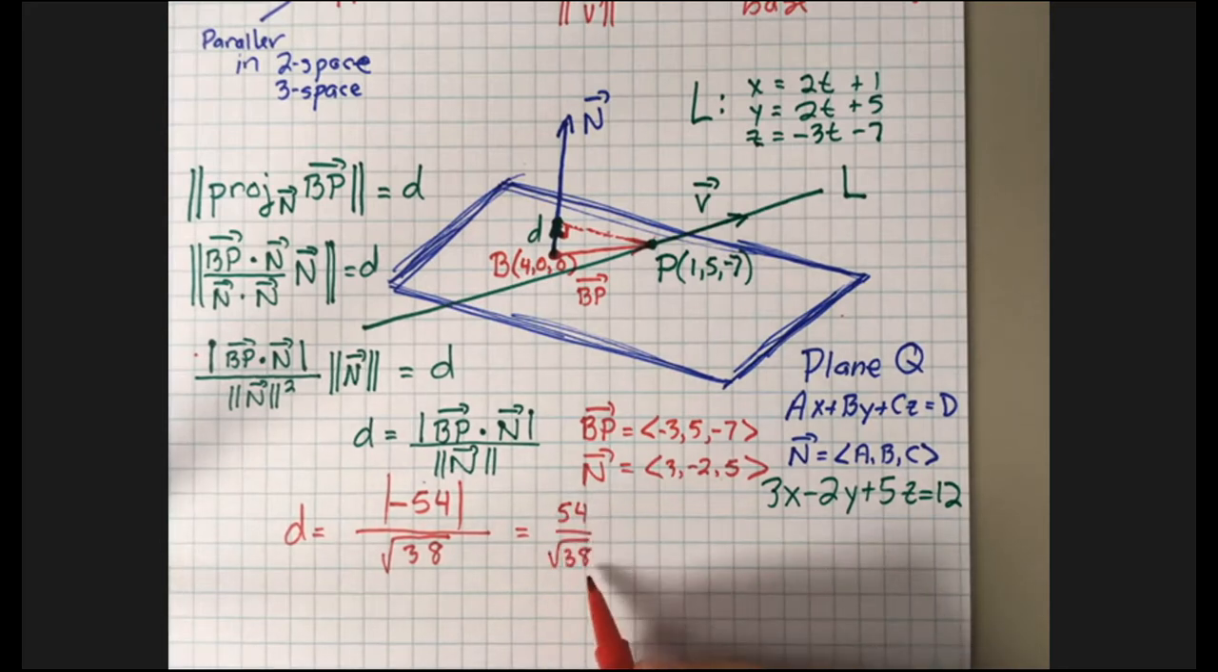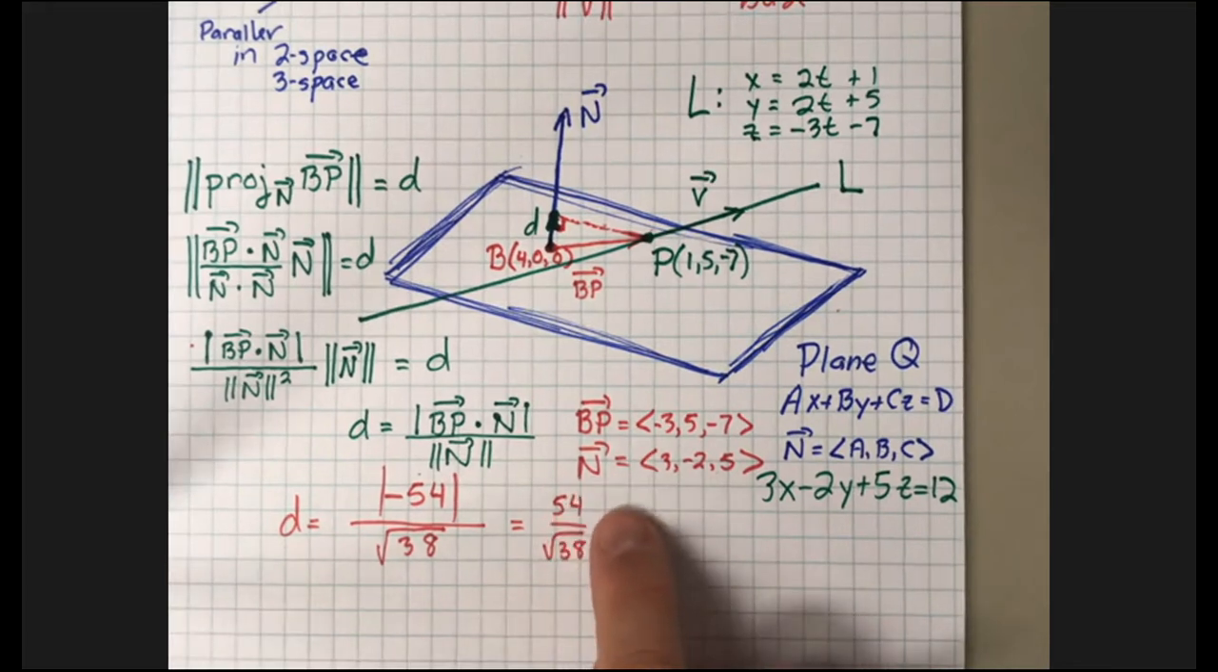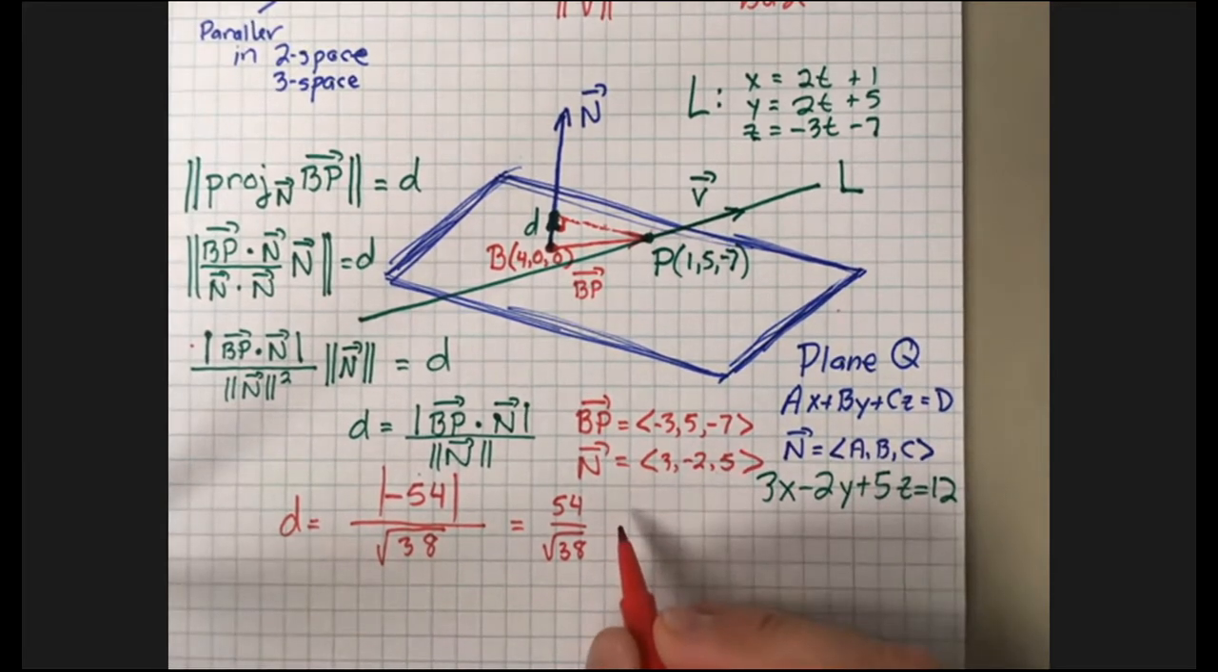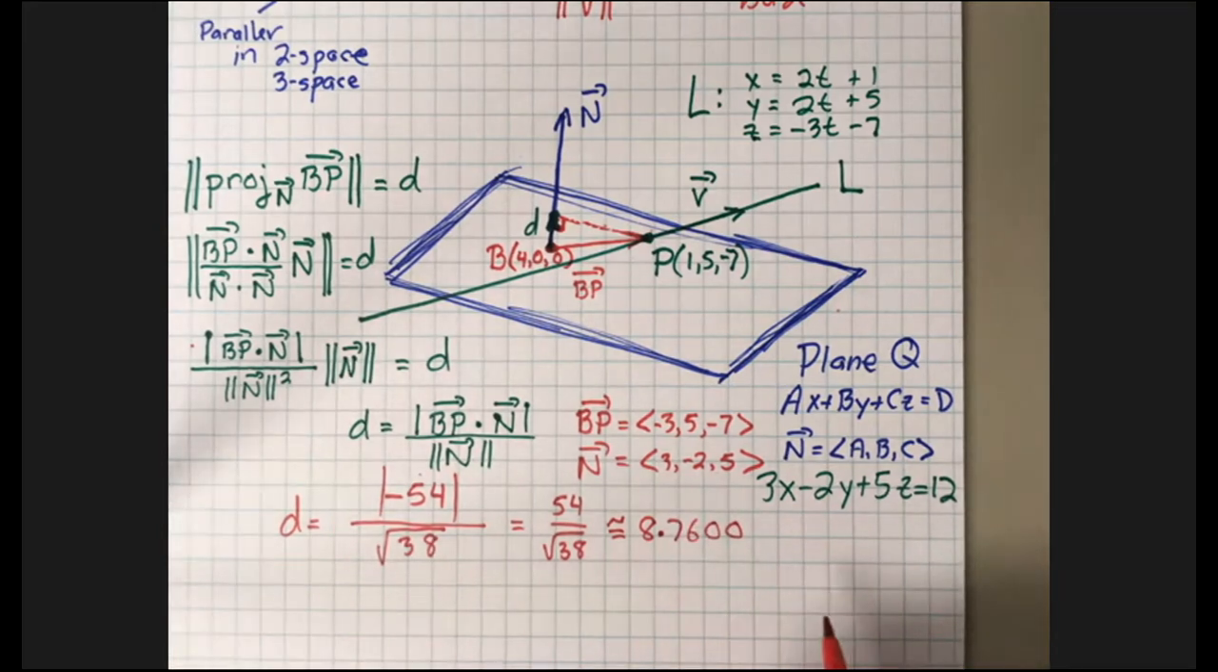Some people like to say no square roots in the bottom, rationalized denominator, right? I wouldn't tell you to do that unless I specifically gave you instructions to rationalize the denominator. But I don't think there's anything wrong with the number as it is. That's completely simplified. Let's just get an estimate for general use. 8.7600, if I needed to go to that many decimal places, accurate to 4 decimal places.